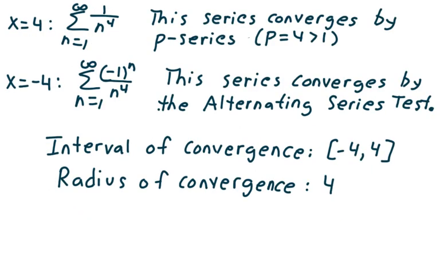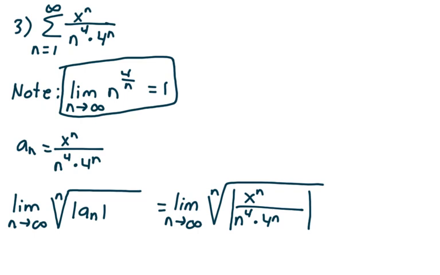For x is 4, we have the summation from n equal 1 to infinity of 1 over n to the fourth. And this series will converge by p series. P is equal to 4, which is greater than 1. And for x is negative 4, we get negative 1 to the n over n to the fourth. So I want to make sure we understand where I'm plugging this in. I'm replacing x with 4 in this power series, and 4 to the n over 4 to the n reduces to 1. And so that's why I'm just left with 1 over n to the fourth.